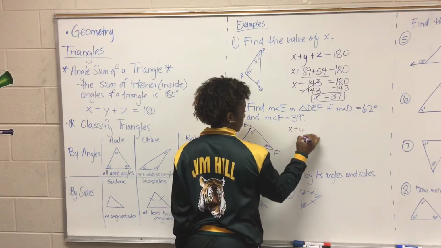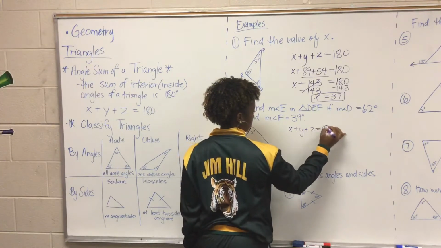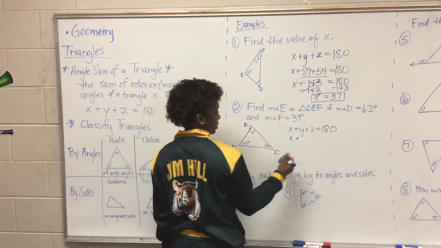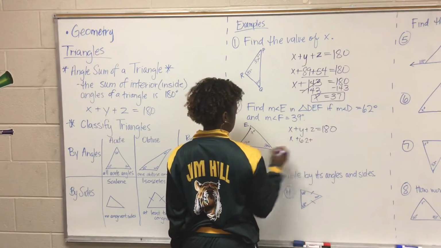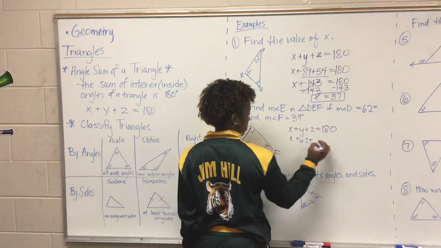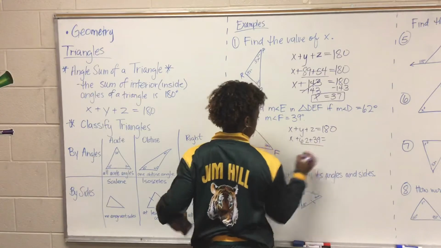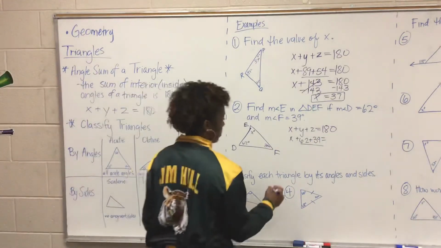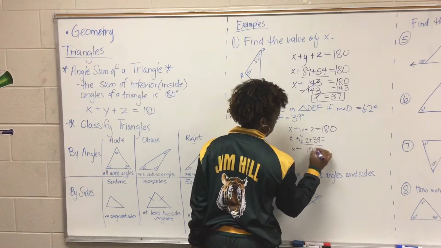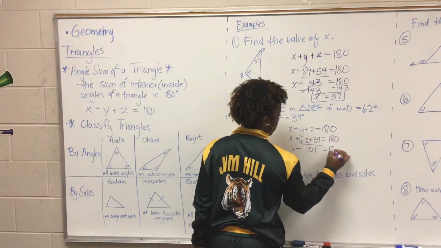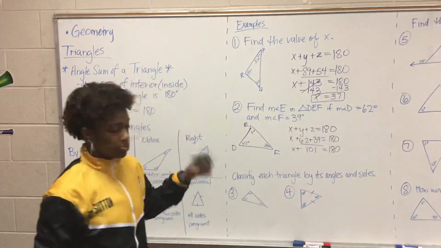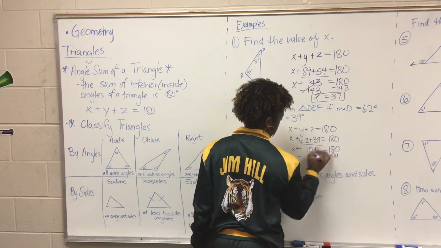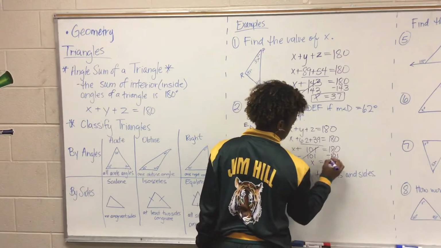Write our equation. We do not know what x is, so we leave the variable. For y, we can choose either one, and F is 39. So we're going to combine like terms, 62 plus 39, which gives us x plus 101 equals 180. Of course, we're going to subtract 101 on both sides to cancel this out. x equals 79.